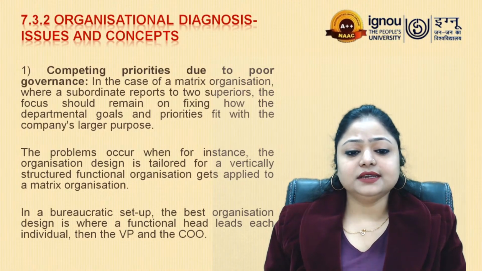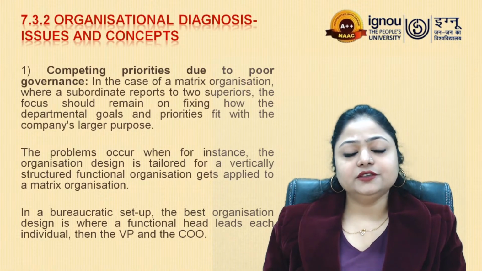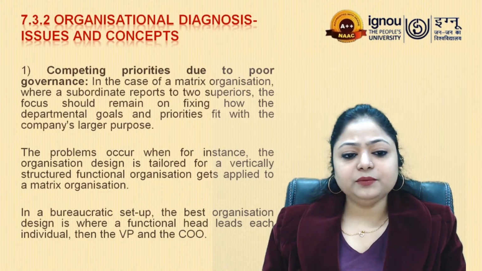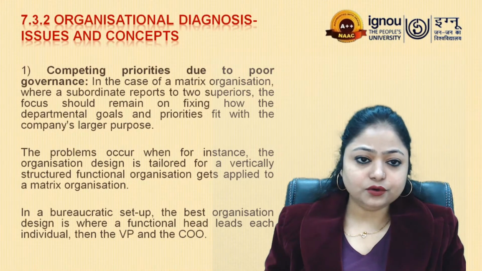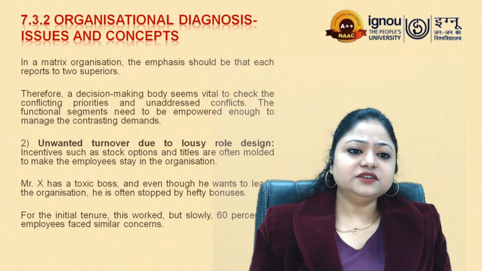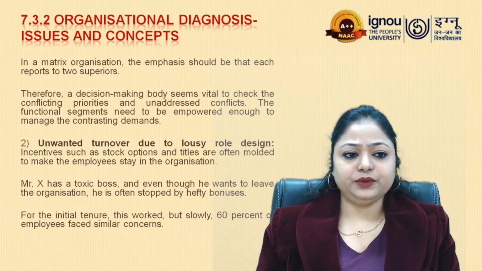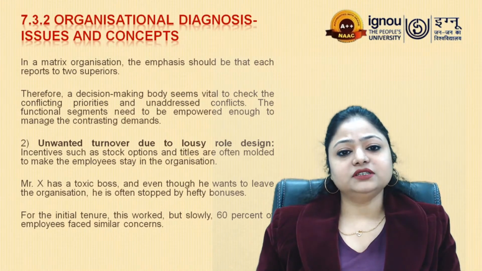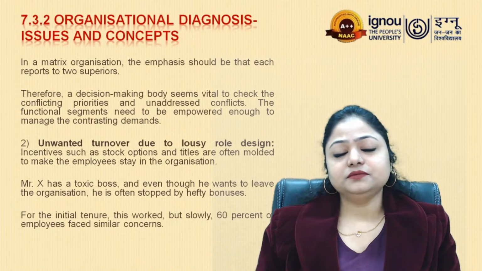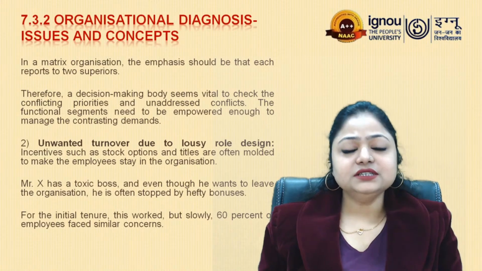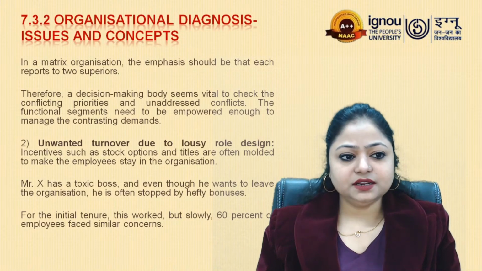So, in a bureaucratic setup, the best organization design is where the functional head leads each individual, then the VP, and the COO. Now, in a matrix organization, the emphasis should be that each reports to two superiors. Therefore, a decision making body seems vital to check the conflicting priorities and unaddressed conflicts lying there. The functional segments need to be empowered enough to manage the contrasting demands.